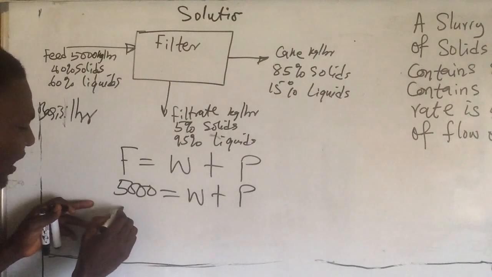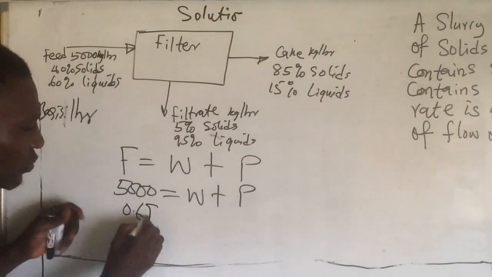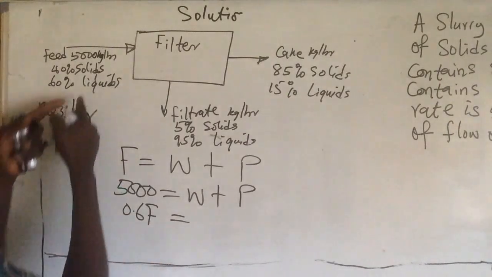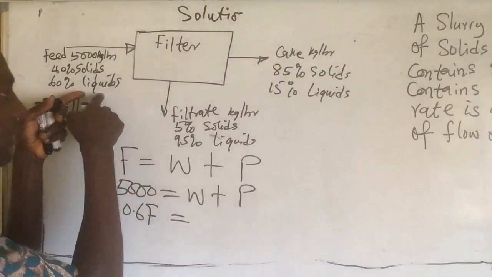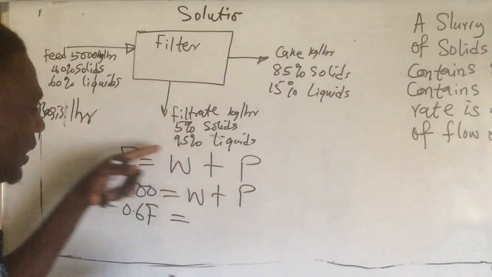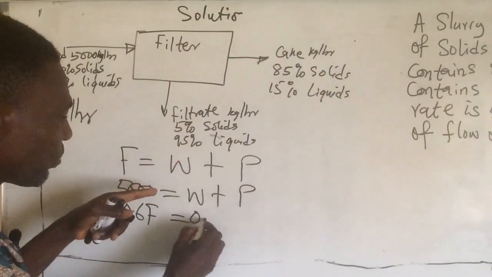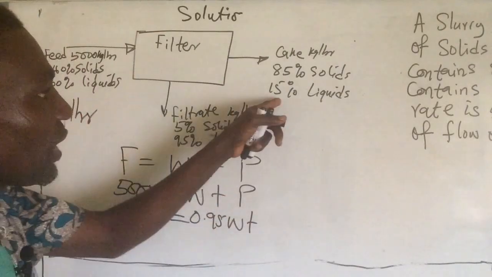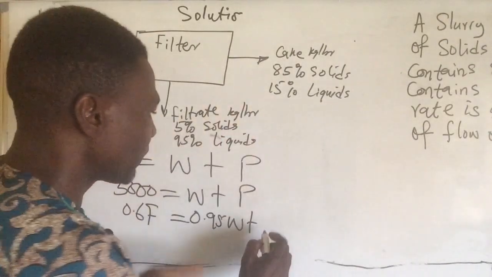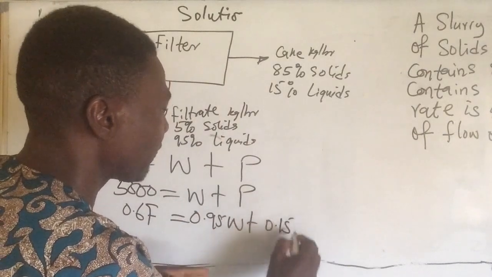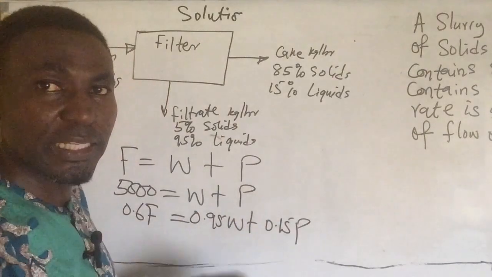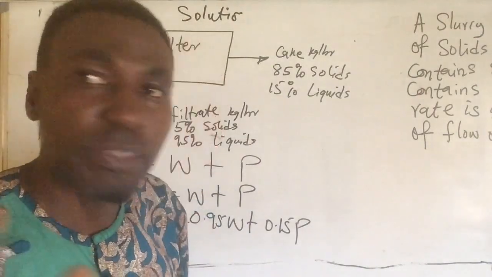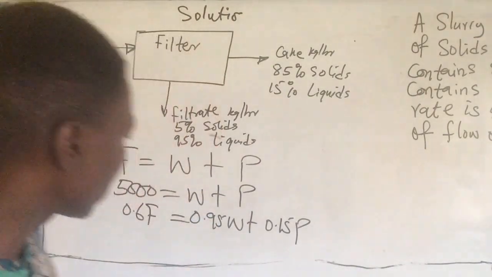Now you have 0.6 with feed equals, remember we are talking about liquid. In the filtrate, our liquid is 95%, which is 0.95 of waste, plus product. Our liquid in the product is 15%, which is 0.15 of product. You understand? That is the component balance with the liquid.